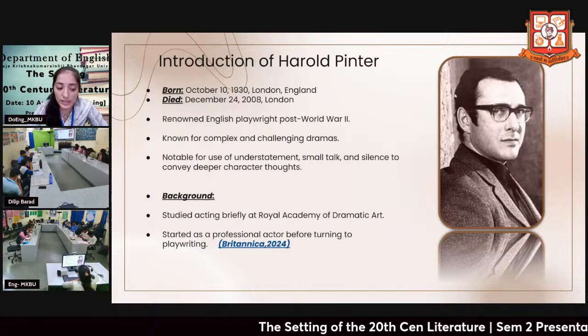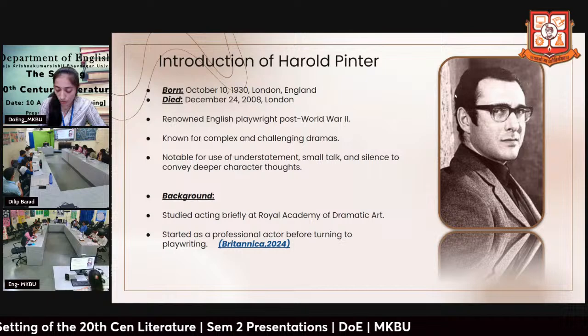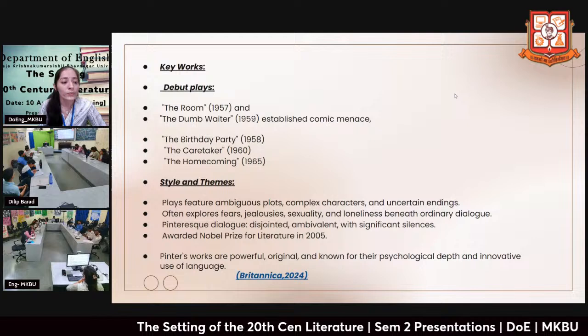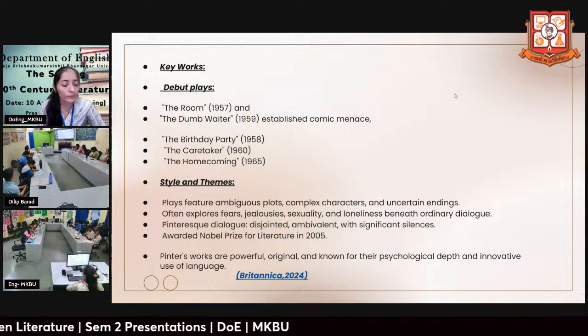Background: He studied acting briefly at the Royal Academy of Dramatic Art, and started as a professional actor before turning to playwriting. This information is taken from Britannica. Let's see his key works. The Room and The Dumbwaiter are considered his debut plays. Other famous works are The Birthday Party, The Caretaker and The Homecoming.